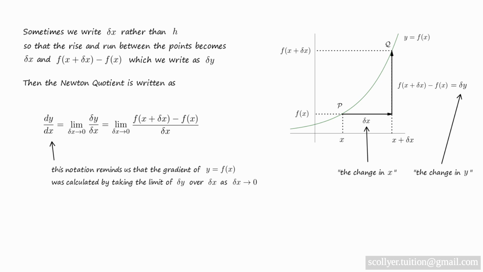However, whereas delta y over delta x is a true fraction of real numbers, dy by dx is merely notation, and it is perhaps best to think of it just as the name of the function that gives the gradient of y equals f(x).